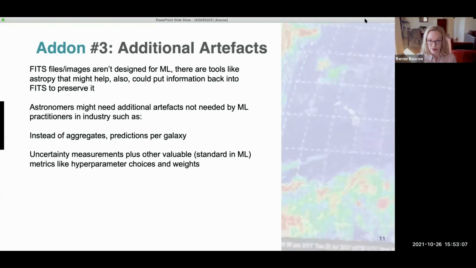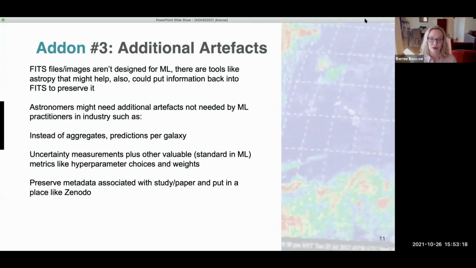But hyperparameter choices and weights would be, so the combination of these would be something that astronomers might think about using. And then preserving this metadata piece associated with your study or your paper and put it in a place like Zenodo, which I assume most of you are familiar with at this point.